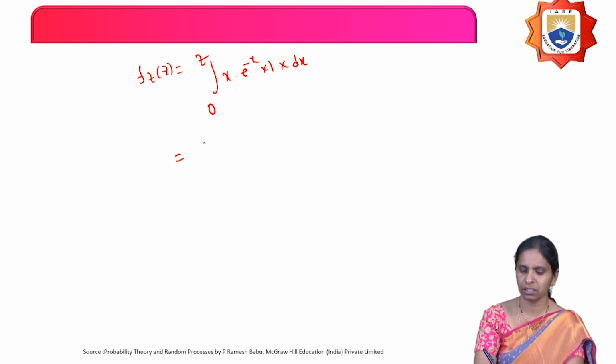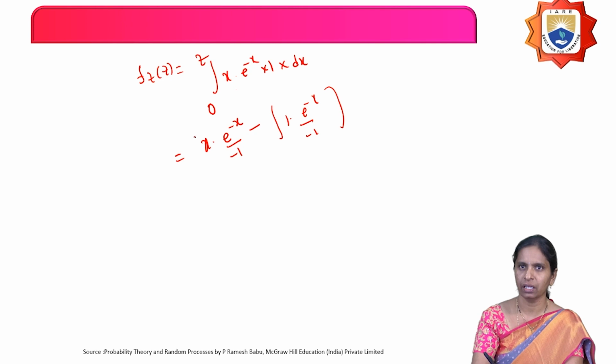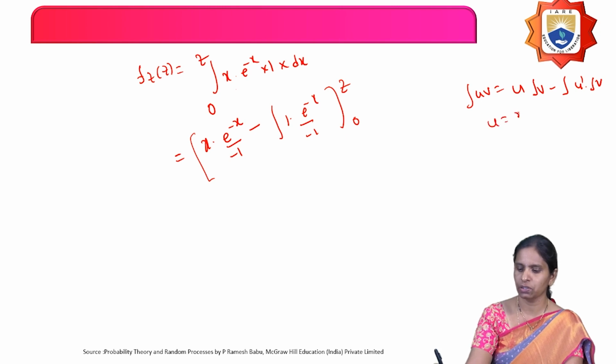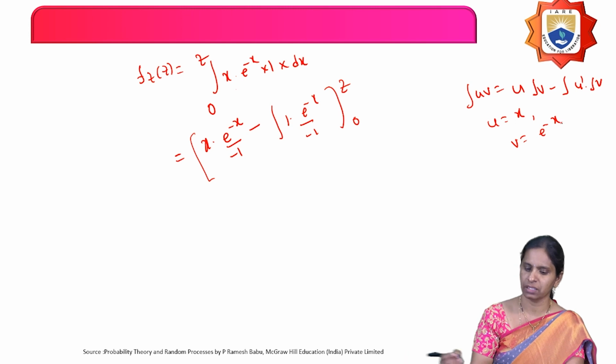The integration of x into e power minus x is x into e power minus x by minus 1, minus the integration of 1 into e power minus x by minus 1, and the limits are from 0 to z. Because integration of uv equals u into integration of v minus integration of u dash into integration of v. Here u equals x and v equals e power minus x.